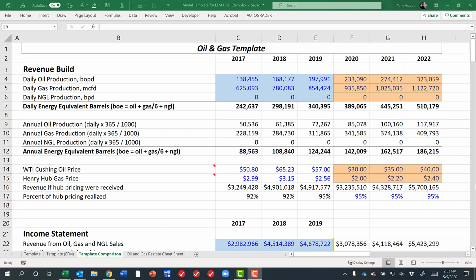Hello, Energy Financial Modelers. In the last video, we talked about how to get from our daily production, look it up historically, forecast it, and then multiply that by some price forecast to get our sales line for the income statement. In this video, I'd like to expand on that and talk about the differences you might see on an oil and gas template versus a standard template.